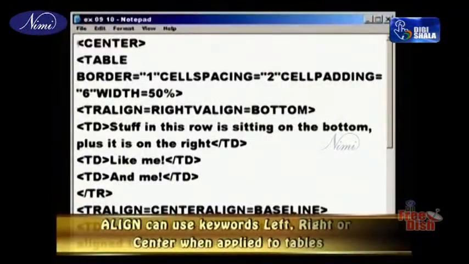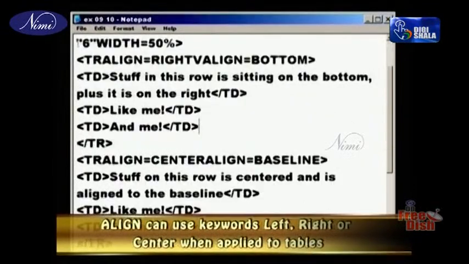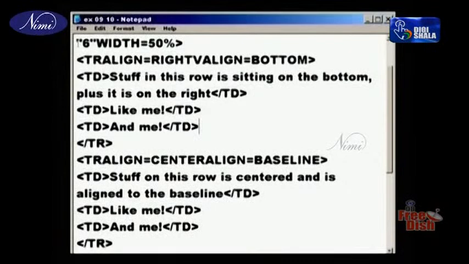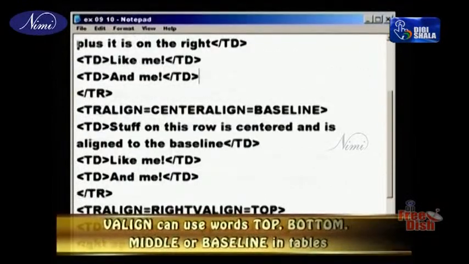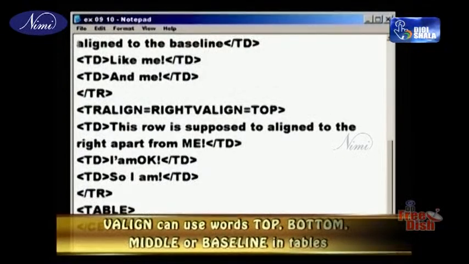Some more bits that you can do with tables is to align cell contents on a row by way of the align and vertical align commands. Align can use the keywords left, right and center when applied to tables, whilst v-align can use the words top, bottom, middle or baseline in tables.